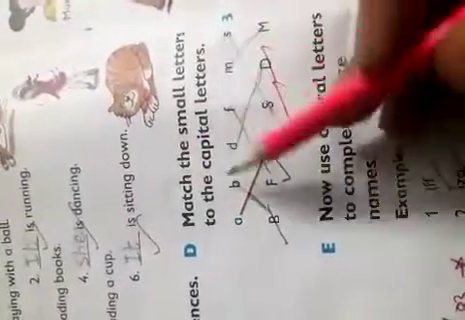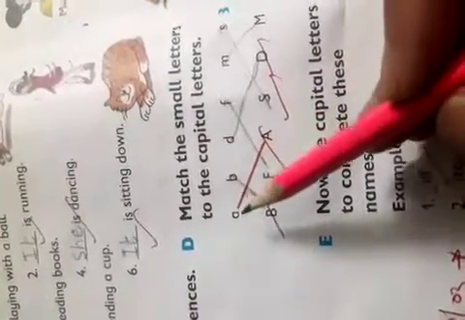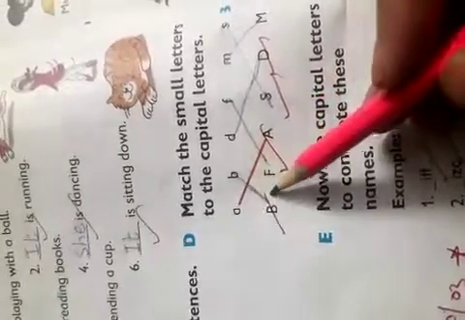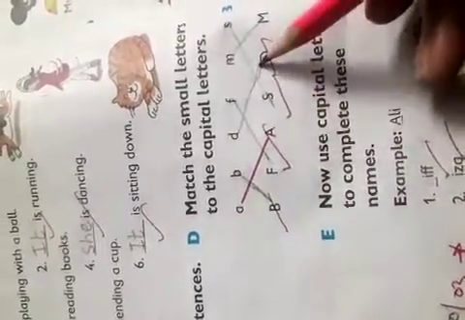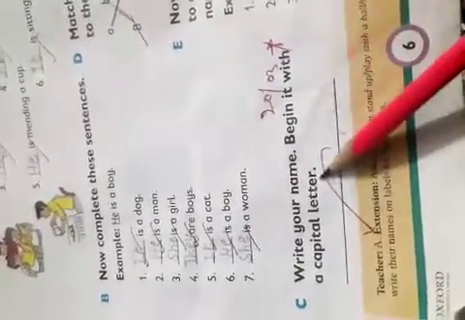Match the small letters to the capital letters. Here, these are small letters and these are capital letters. Now we match it. Small a with capital A, small b with capital B, small d with capital D, small f with capital F, small m with capital M, small s with capital S. Write your name, begin it with a capital letter. Okay, write your name with capital letter.